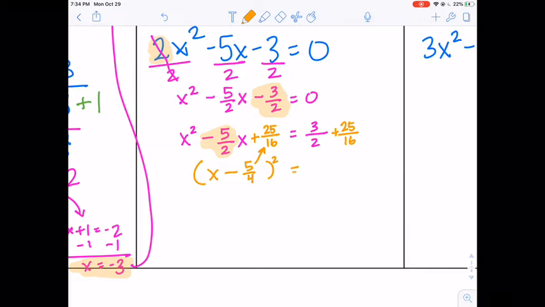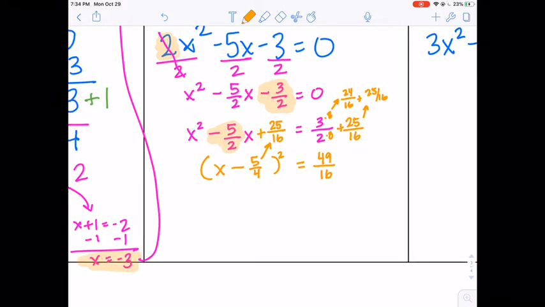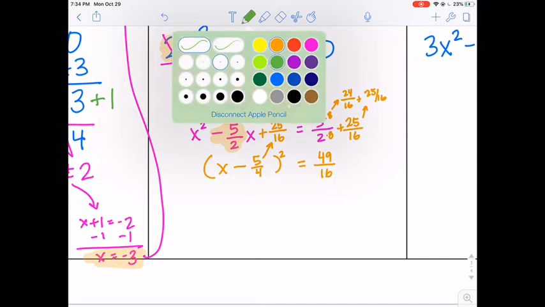So on the right side of the equation, I can do that in my head. I can try to do that on the calculator. I'm going to multiply both the top and the bottom by 8 here. So this really is 24 over 16 plus the 25 over 16 gives me 49 over 16. The reason I like to use this in a fraction form is because when it's in fraction form, it's much easier to take the square root.